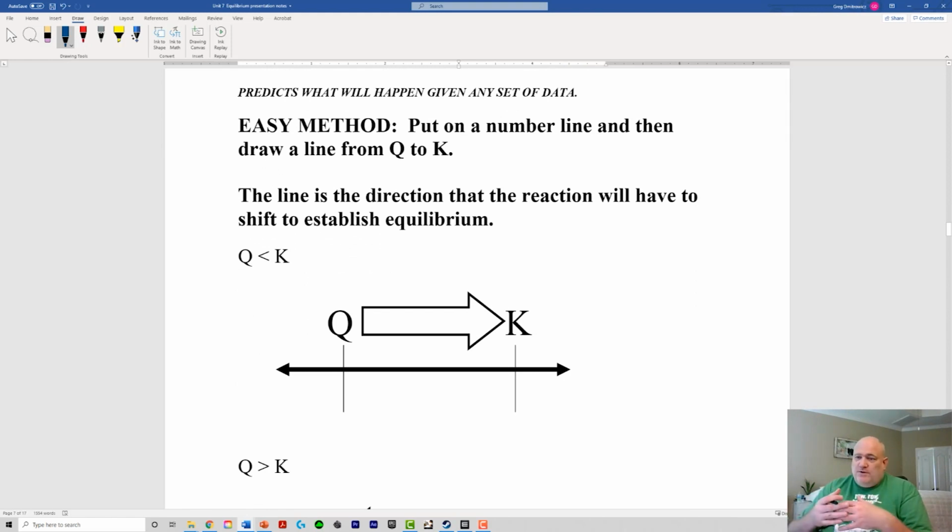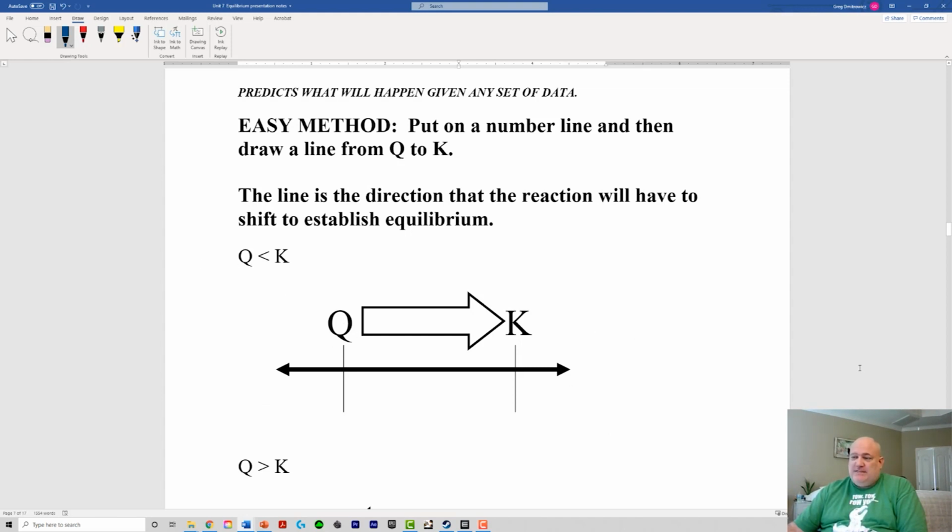So it's really important to know which direction a reaction will shift to get back to K. Because remember, that's the important thing. Every reaction wants to get back to the perfect ratio that the K states. So if our Q is less than our K, we're going to make a number line, and we'll put our Q versus our K depending on which is bigger.